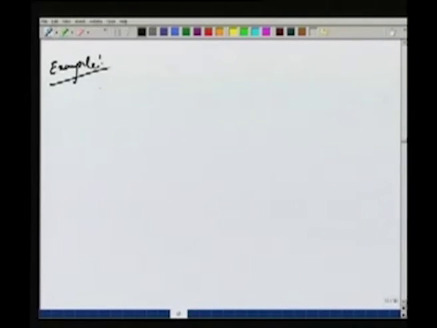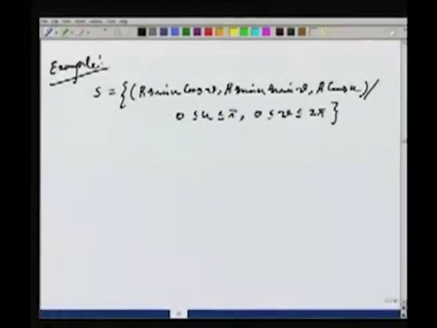So, let us say S equals to, so I want to calculate the surface area of the sphere of radius r. Then I know that the parametric representation of the sphere is given by whatever is written here, r sin u cos v, r sin u sin v, r cos u, where u varies between 0 to pi and v varies from 0 to 2 pi. I want to calculate the surface area of this sphere.